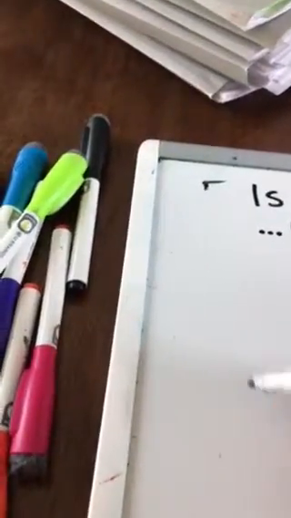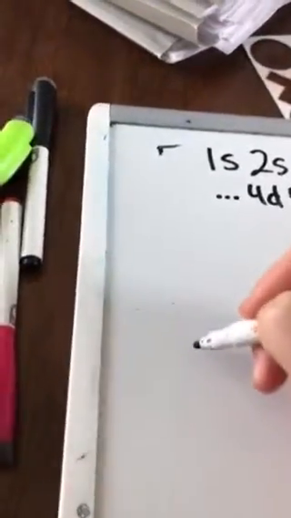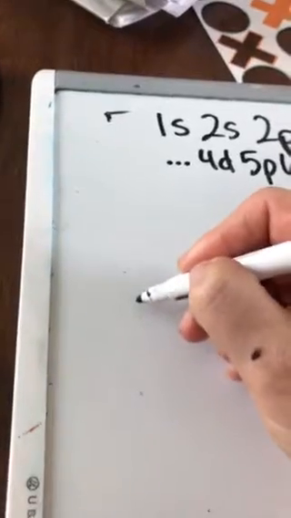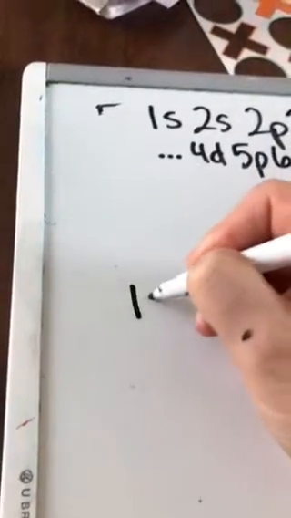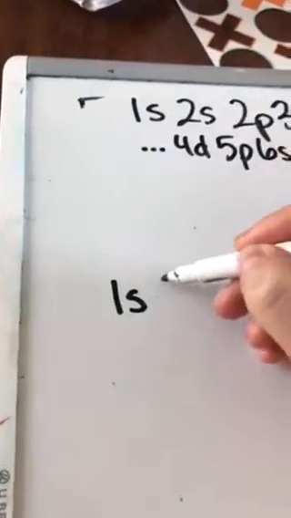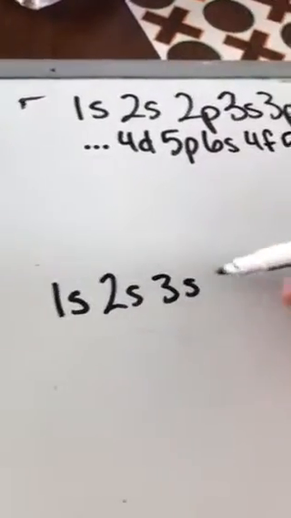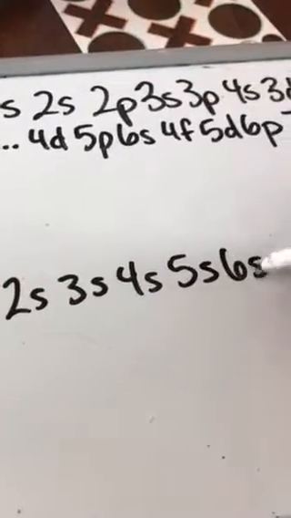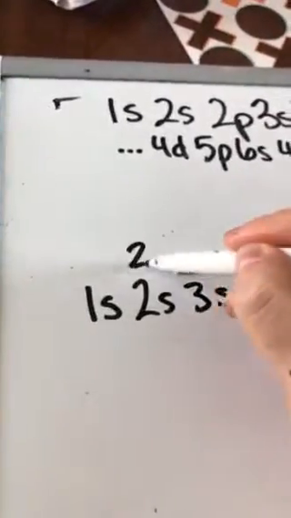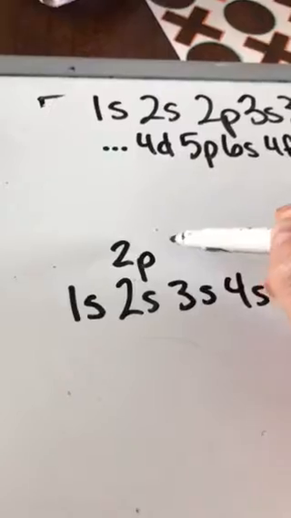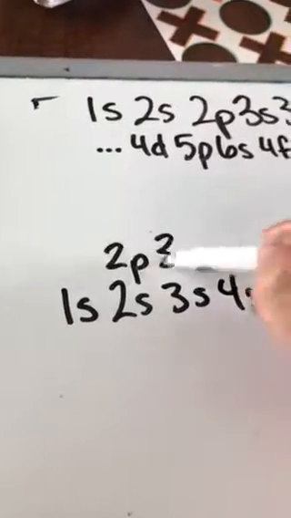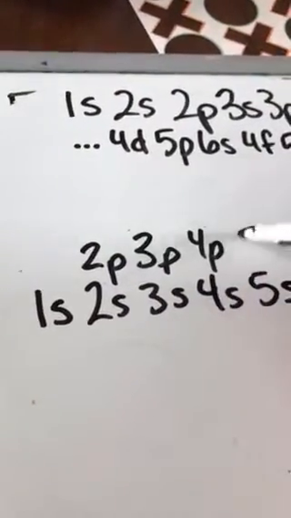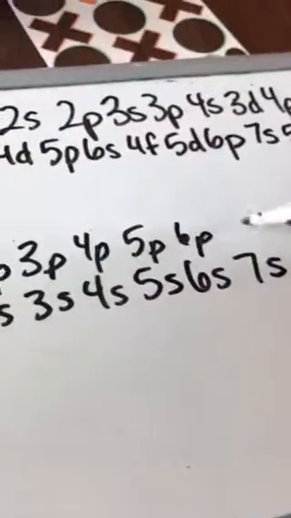If you need some help remembering what order those go in, because you have to do it for a test, then you can set up a couple of different things. There's this little arrow thing where you go 1s, 2s, 3s, 4s, 5s, 6s, 7s, and then you go to p, 3p, 4p, 5p, 6p, 7p.